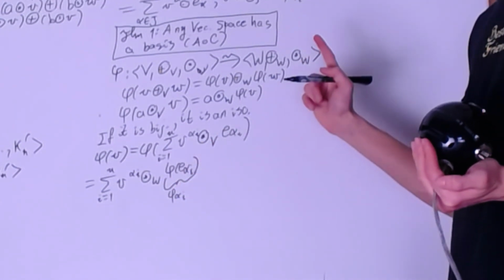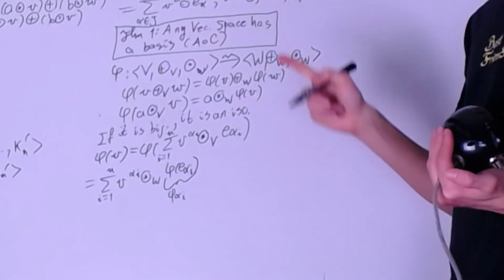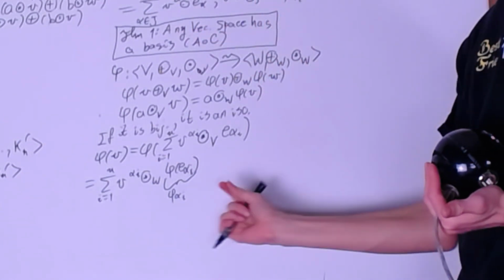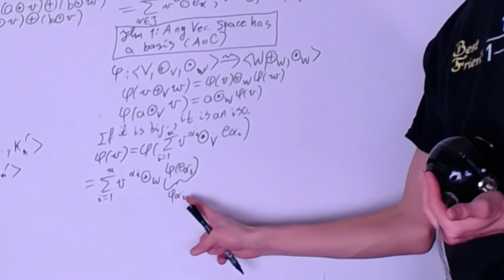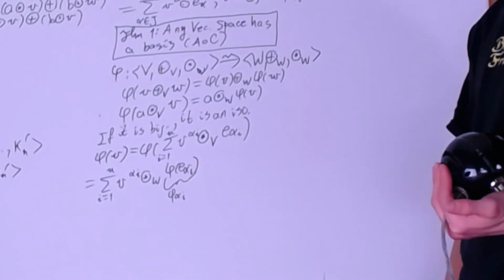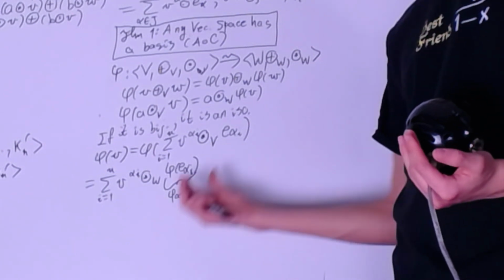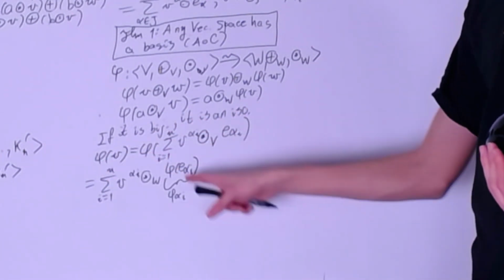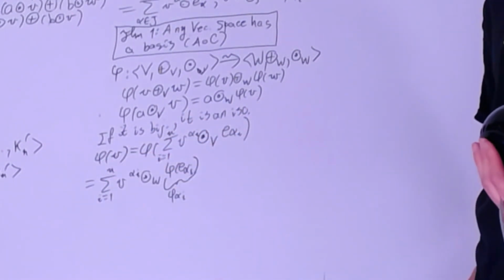This is the reason why I wrote the components of a vector in the superscript: these components are written in the subscript in order to correspond with the subscript of the basis. These are called the components of the linear map. It's just phi applied to e_αi.